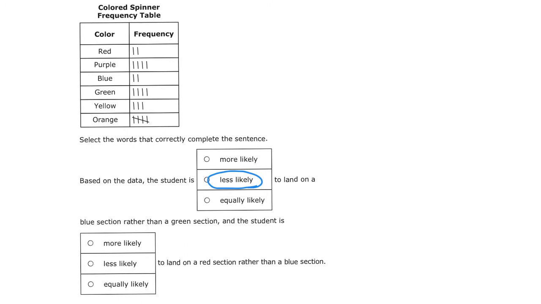All right, do the next one. The student is equally likely to land on the red section rather than the blue section. Okay, so why did you choose equally likely for the next one? Because red and blue have the same frequency. Very good. Red and blue have the same frequency. Well done.